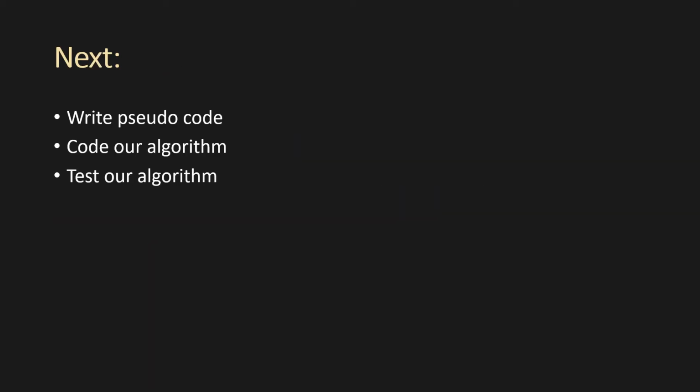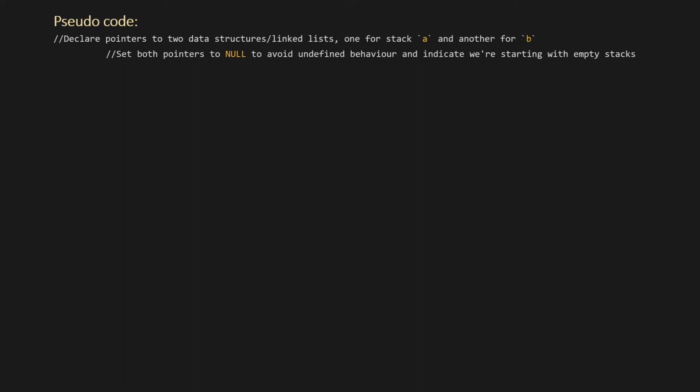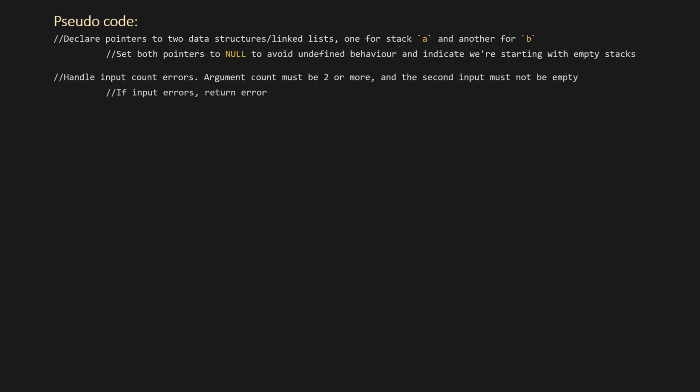In the next part of the video, we will write our pseudocode, code our algorithm, and then test our algorithm. We start by declaring pointers to 2 data structures, one for stack A and another for stack B, and we set them to null. We then handle input count errors. Our argument count has to be 2 or more, and it can't be empty. Then we handle both cases of input, so whether it's a variable number of command line arguments or it's a string.